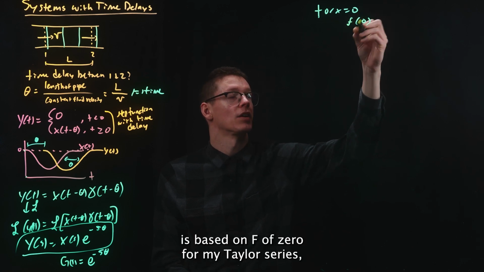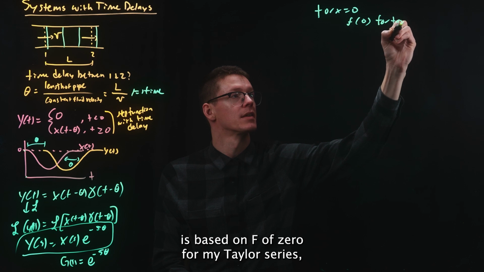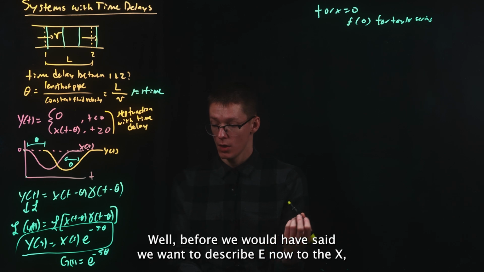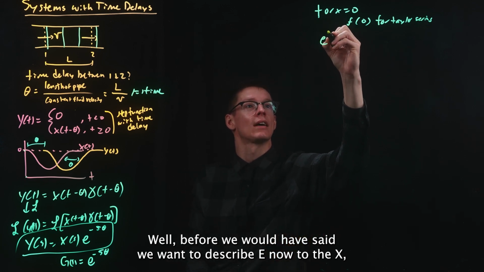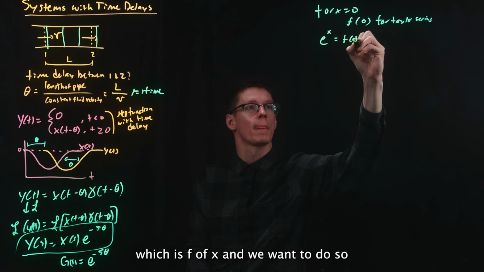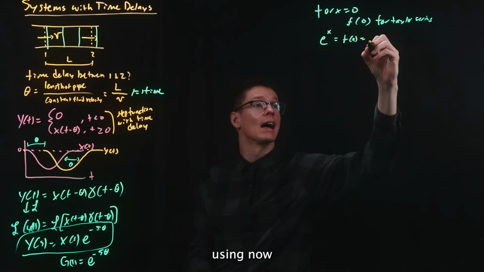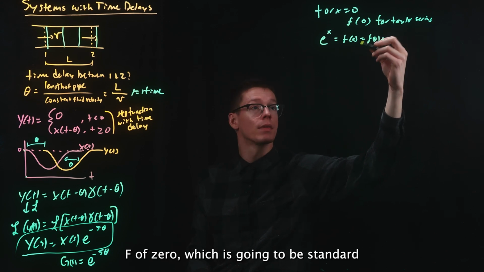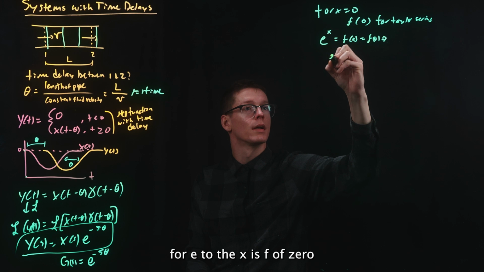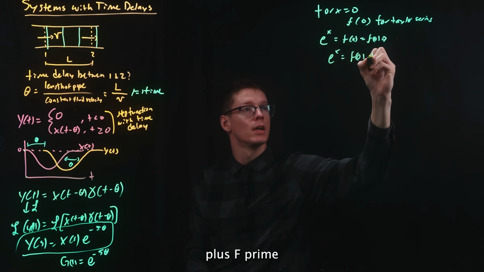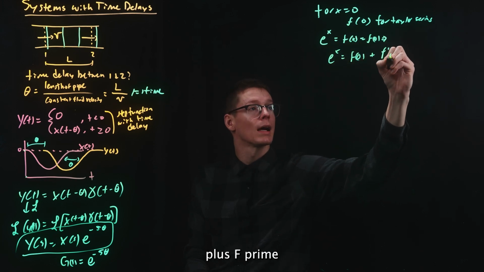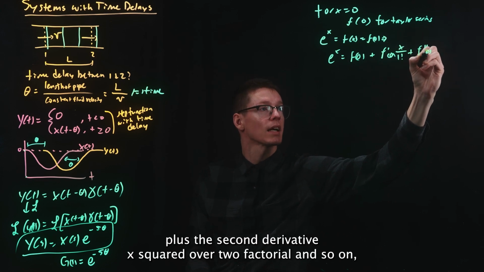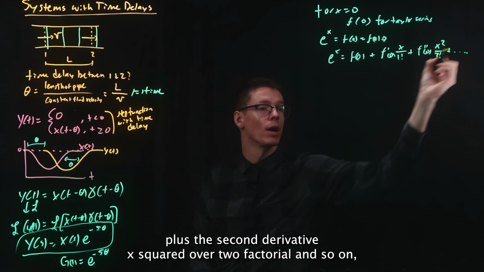So if f of x is based on f of 0 for my Taylor series, then how can we describe that function? Well, before, we would have said we want to describe e to the x, which is f of x, using f of 0, which is going to be standard. For e to the x, it is f of 0 plus f prime, or the derivative at 0, times x over 1 factorial, plus the second derivative, x squared over 2 factorial, and so on.